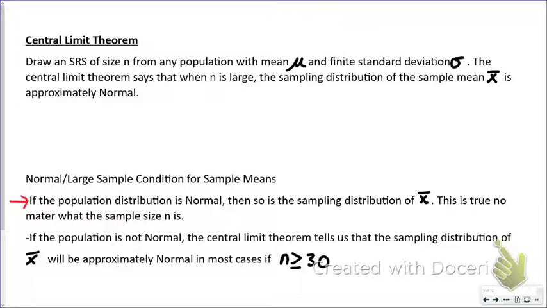If you don't know the shape of the population, or maybe you know the shape of the population is skewed, in other words, it's not normal or it's unknown, then n needs to be larger than or equal to 30, and that's when the central limit theorem is applied. So this is applied in that scenario right there.